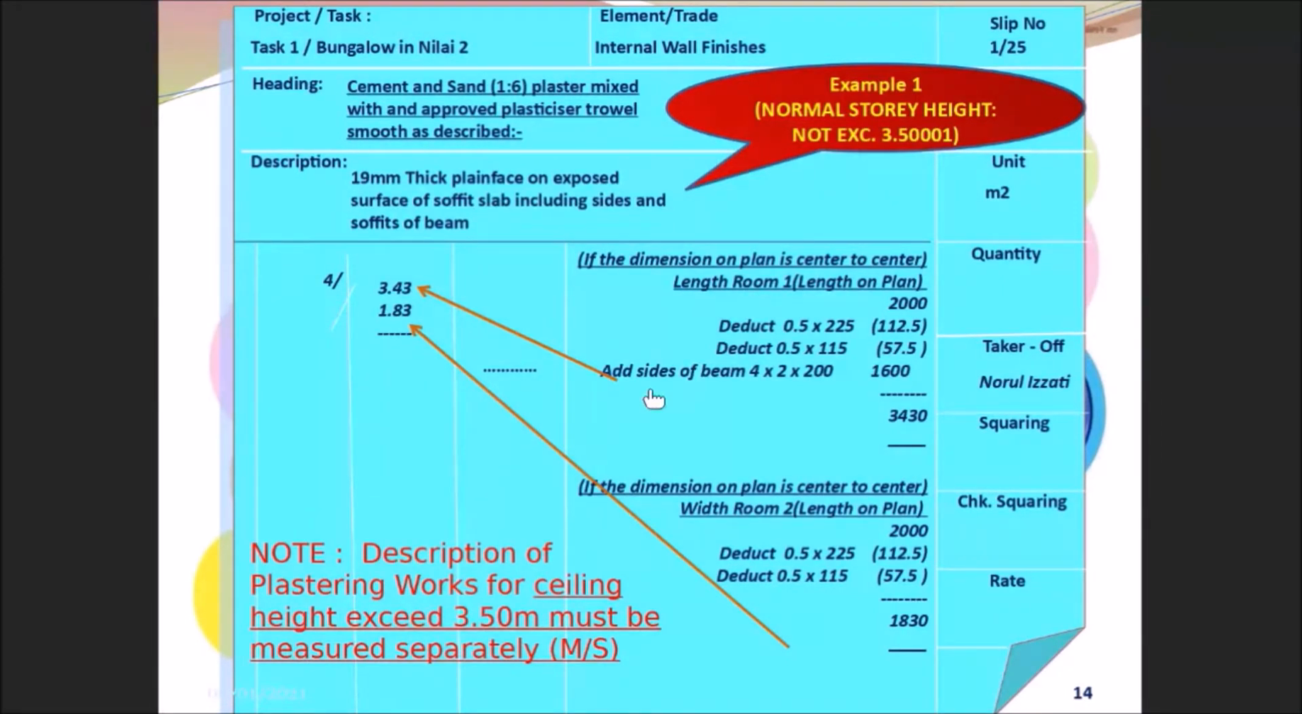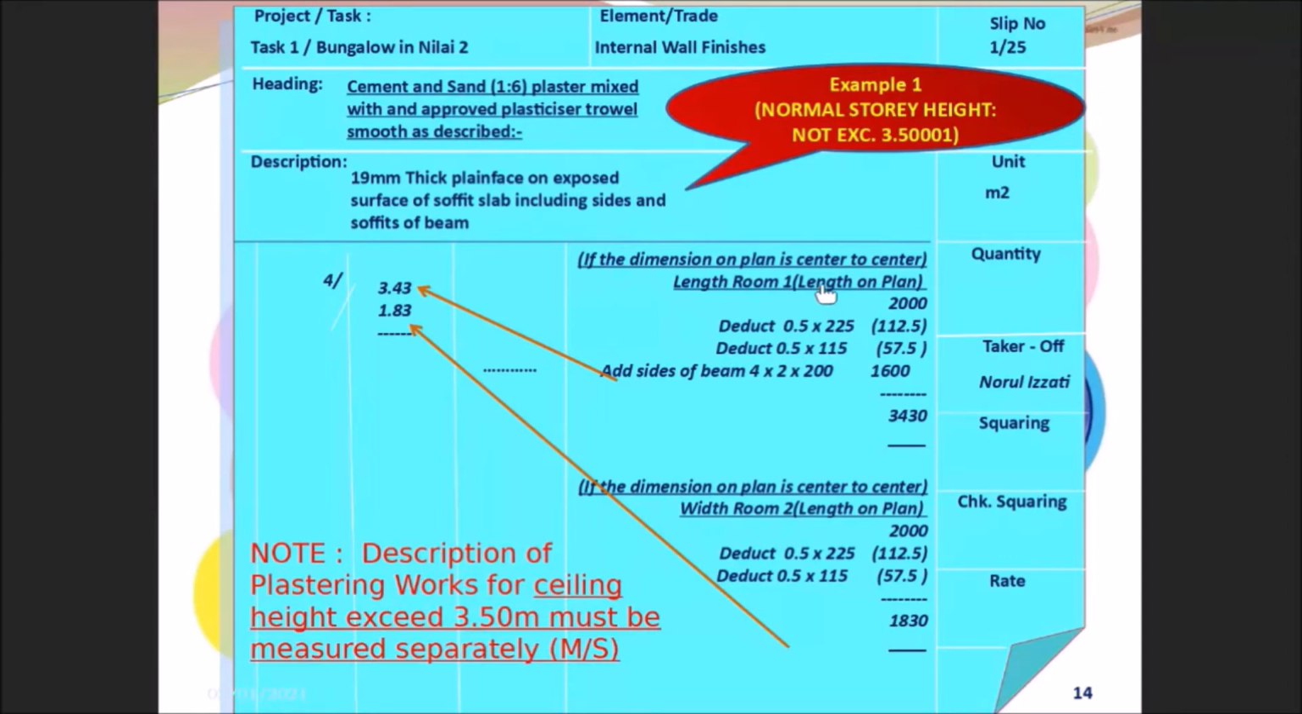Look at this example. This is the example of the description. Let's continue with the description for plaster. Cement and sand, 1:6 plaster, approved plasticizer, trowelled, measured as described. This one had been shown previously in the staircase finishes. Remember, we have the plastering and we have the painting. So this is the surface of the soffit of the slab, including the side and soffit of the beam. So this is the example.